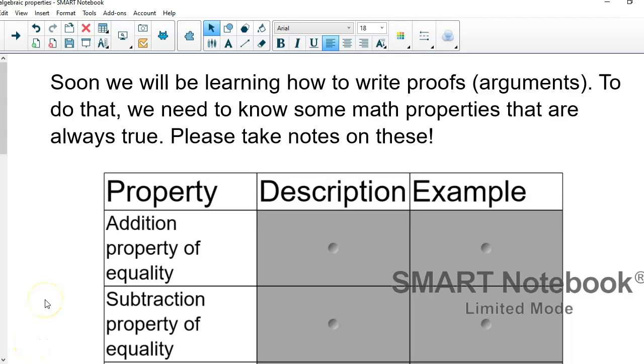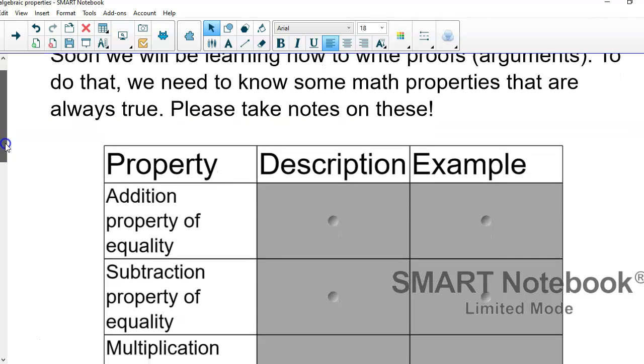Hey guys, I'm going to have you taking a few notes today, so make sure you have your notebook out and available. You can set up a chart that looks like the one I have here. We're going to be learning how to write proofs soon, which are basically arguments. But since our proofs are going to be about math, we need to know some basic facts or properties that are true in math so we can use them in our arguments. So these are the properties that you should be taking notes on.